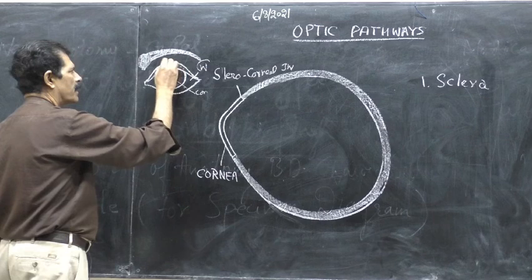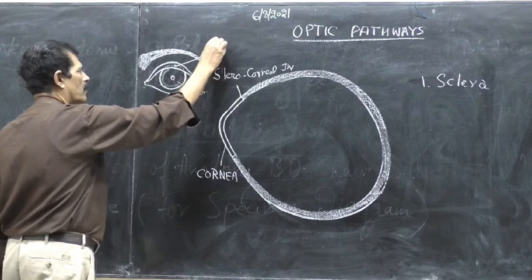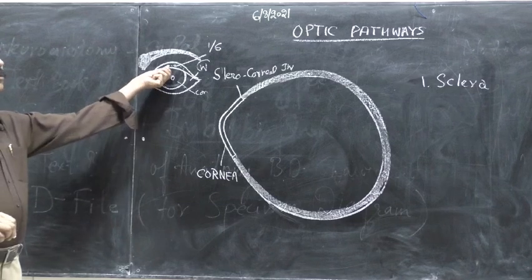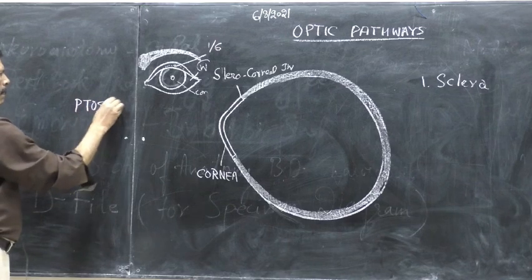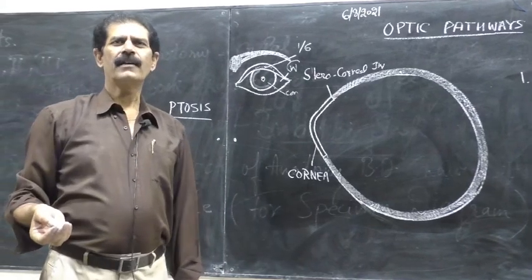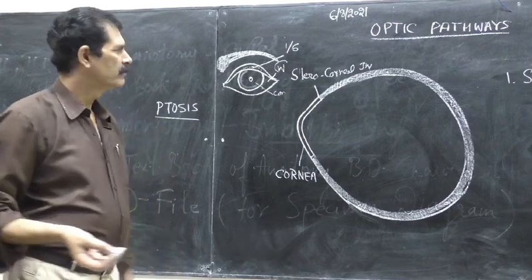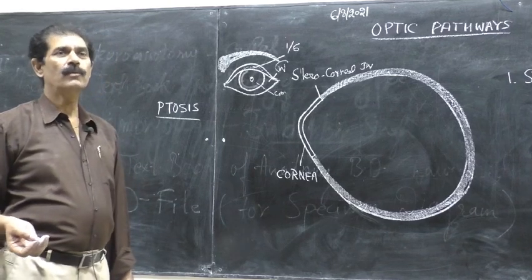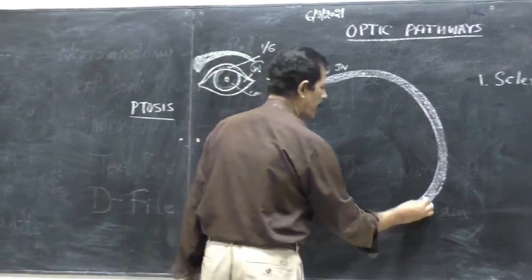In the normal eye, the upper eyelid covers 1/6 of the cornea. If it covers more than 1/6, we use the word ptosis, or drooping of the eyelid. Drunken men have ptosis. So this is the first layer, tough and protective for the eyeball, and it is a complete membrane and complete layer.